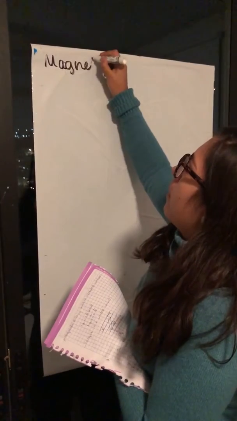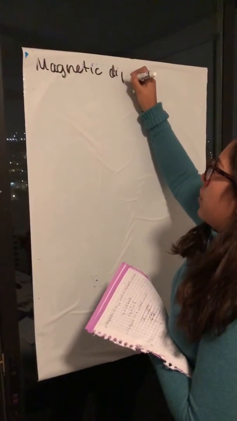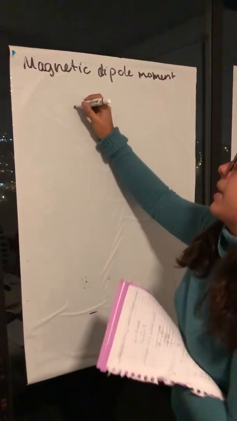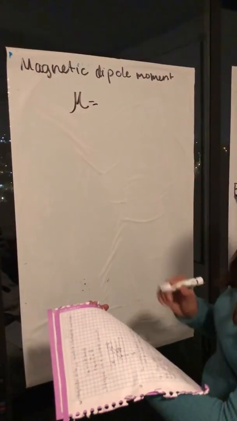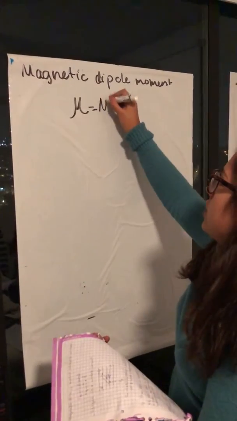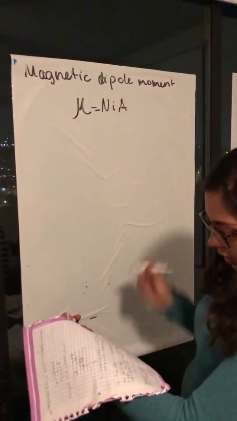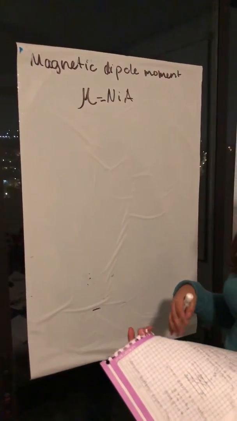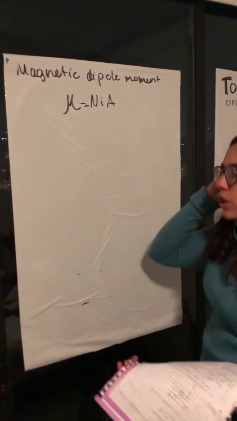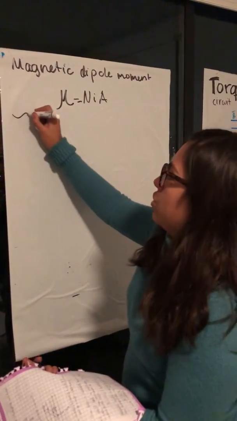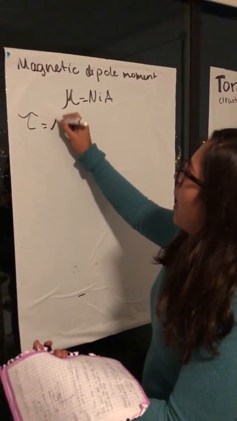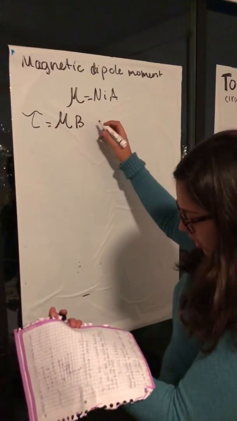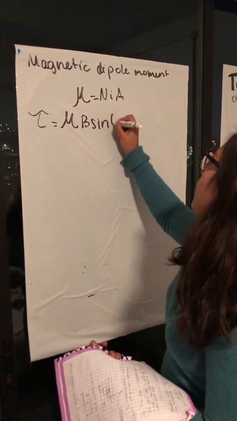So magnetic dipole moment is given by the letter mu, that is equal to the number of turns times the current times the area. And if we wanted to find the torque going on in the direction of the unit vector, we would say that the torque would be equal to the magnetic dipole moment times the magnetic field times sine of the angle.